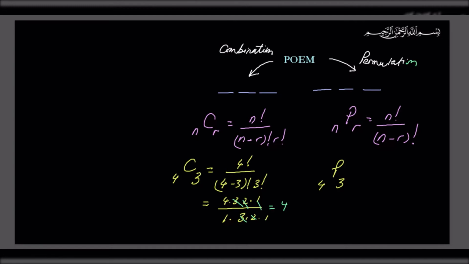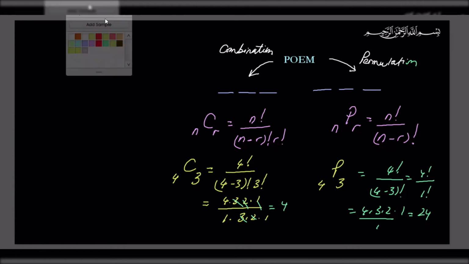Now, in the same manner, if you have permutations, so you have 4 factorial over 4 minus 3 factorial, right? So this is 4 factorial over 3 and 1 factorial. So this is going to be 4 times 3 times 2 times 1 over 1 factorial, which is just 1. So that's 4 times 3 is 12. 12 times 2 is 24.